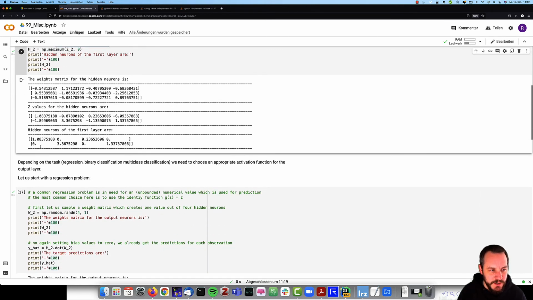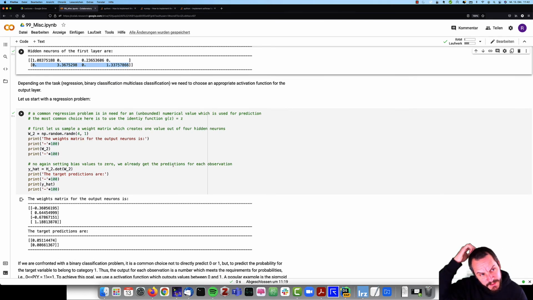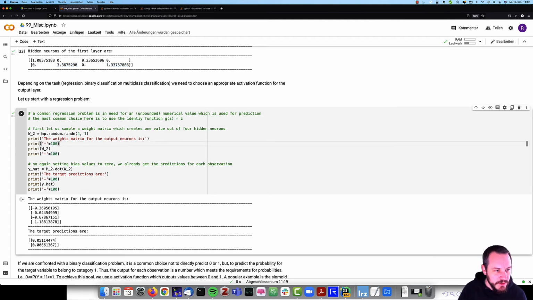So now we're in the situation that for the first observation we have these 4 values, and for the second observation we have these values. So now if we face a regression problem, then we have a 2 times 4 matrix, and we multiply this with a 4 times 1 matrix in order to generate a 2 times 1 vector or matrix, so for each observation we have 1 value. And if we would do this, then we do it like this.